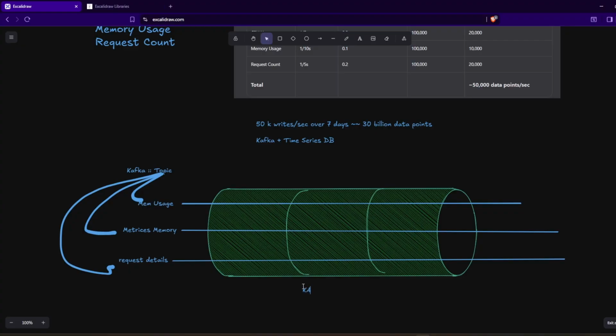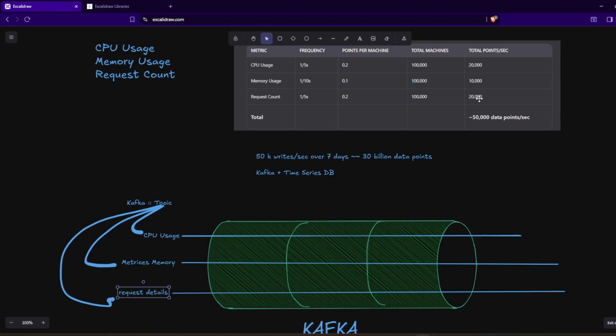So here, if this is my message broker Kafka, it has three topics right now: one for CPU usage, one for the metrics. Sorry, this is not memory usage, I will mark it as CPU usage. This is for metrics memory and this is for the request details. Okay, so all of this data, as you can see, this 20k data will be coming here. For the metrics, around 10k data will be coming here. For CPU usage, again around 20k data will be coming here. So they will not overlap with each other, they will be in separate topics.